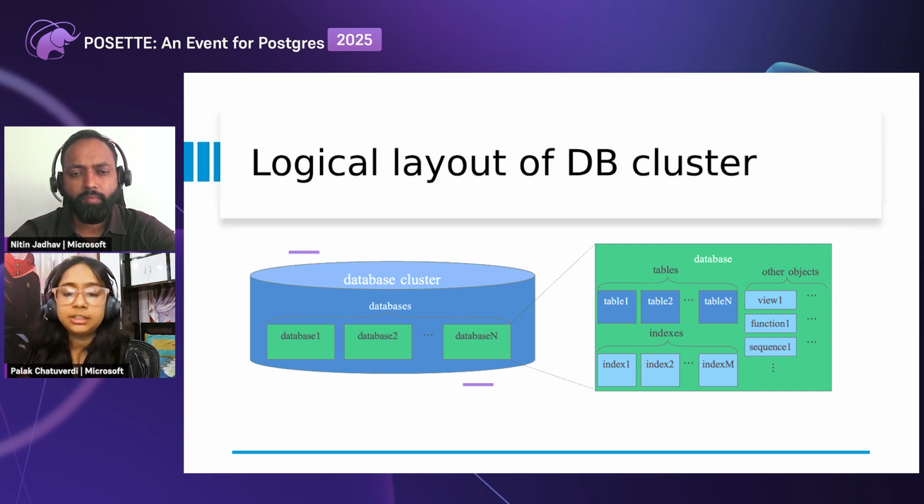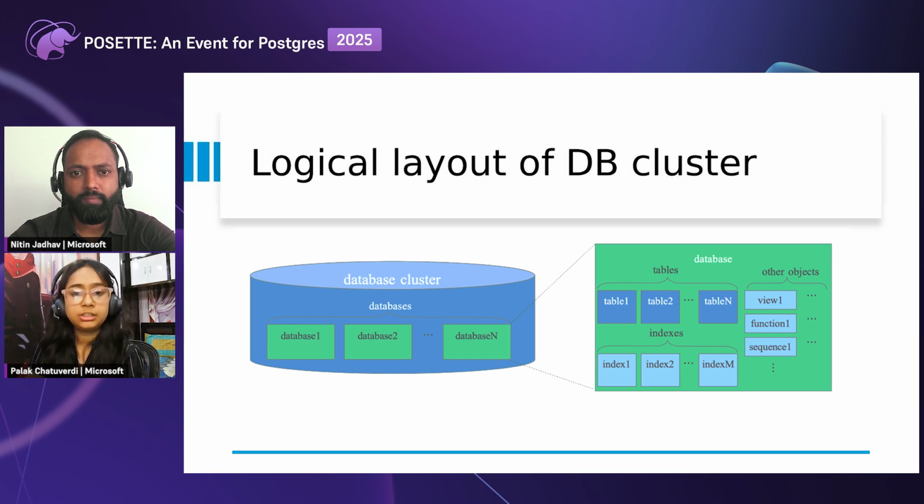And inside each database, we have tables, indexes, and other objects such as views, functions, and sequences. So this is the logical layout. To identify each database, we have OIDs, and for each table we also have OIDs. You can look at them in the system catalogs that are present at pg_class and pg_database.